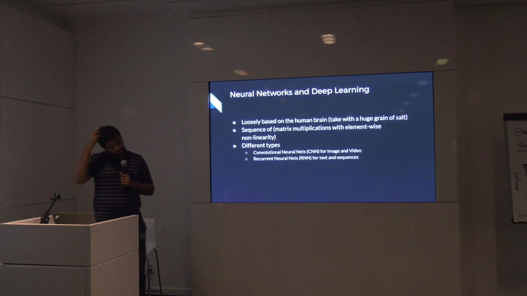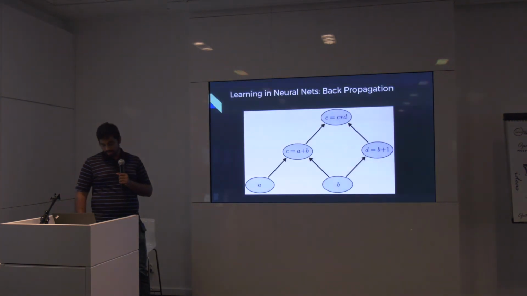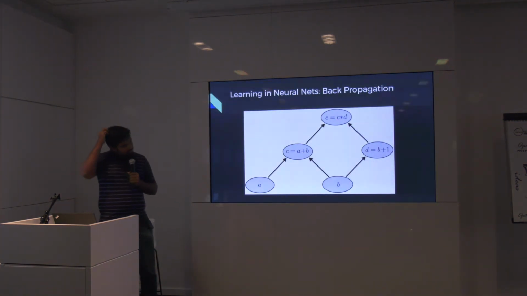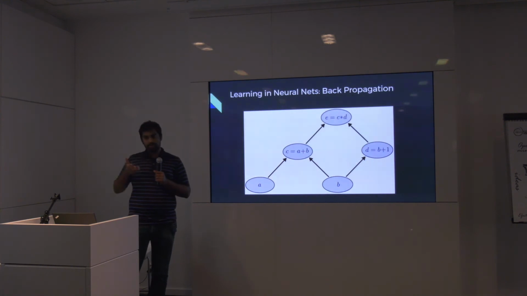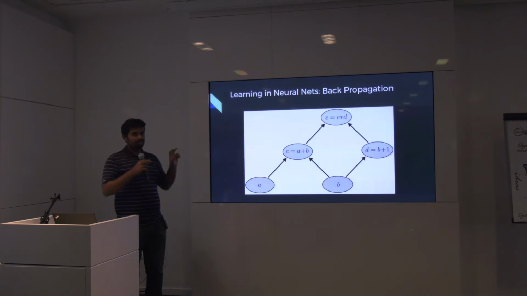And recurrent neural networks, where you want to remember something. These are used for text, which is a sequence of characters, or other sequences like weather forecasting or anything like that. To understand how you learn in a neural network, you need to understand the computational graph model of neural networks.